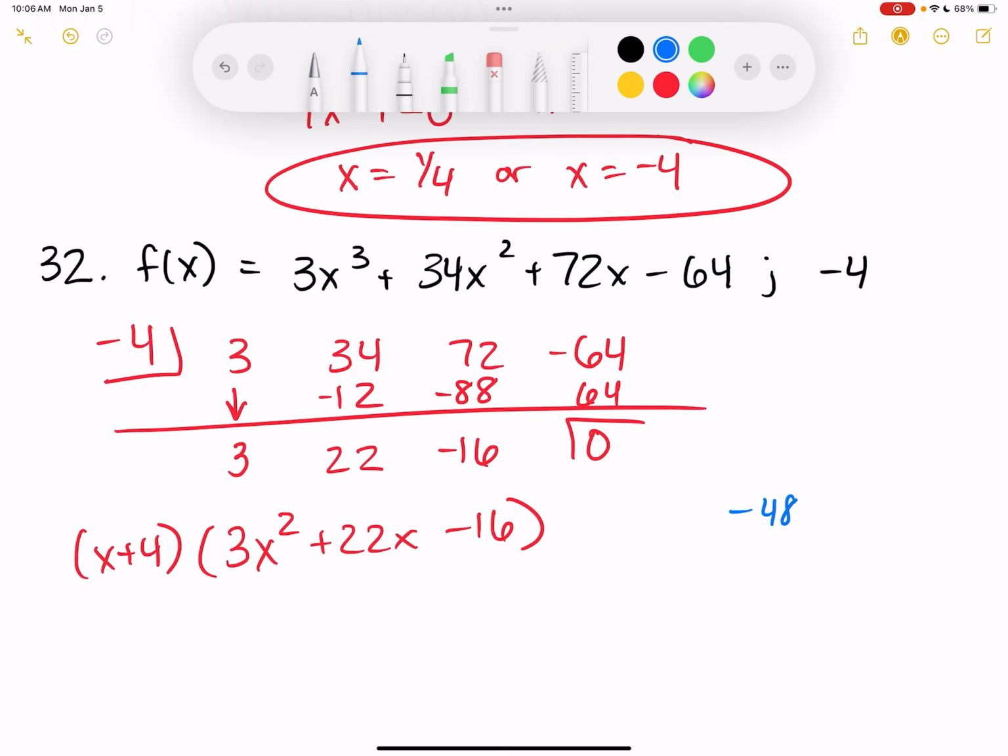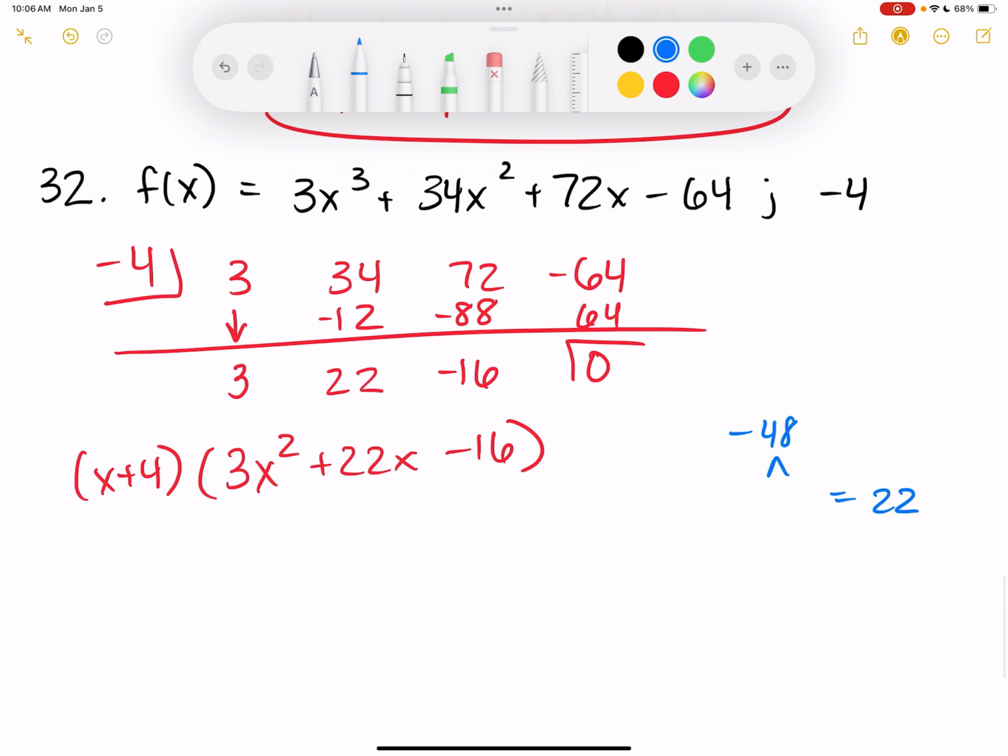So factors of negative 48 that add up to positive 22. He sighed at me when I did. Okay, hold on, everyone be quiet. It's not working. 24 and negative 2. I was about to say that, Dylan. Good boy, Dylan. Brains aren't working. Oh my god.